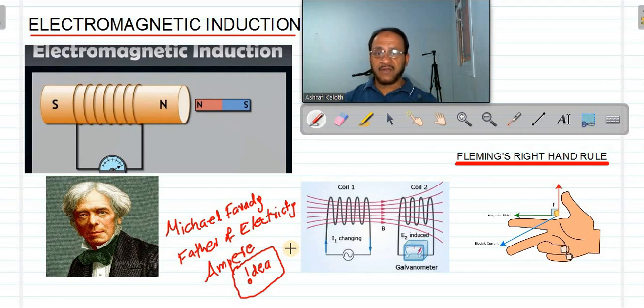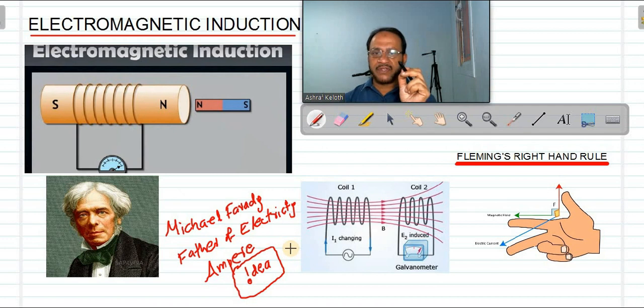Then Faraday thought in the reverse way. Everything has two effects. If a current passing through a conductor can produce a magnetic field, why can't a magnet produce electric current? Good idea, isn't it? Why can't a magnetic field produce electric current? Now electric current is producing magnetic field. We have seen that. We have seen many experiments. In all those experiments, what we have seen is that when current passes through a wire, it produces a magnetic field.